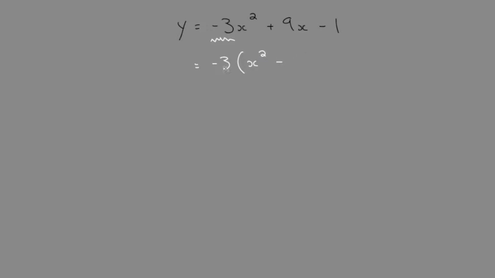When you common factor -3 out, what happens to the positive 9? Positive 9 would become -3, right? Because -3 times -3 gives us positive 9. And then we leave the last term outside the brackets.